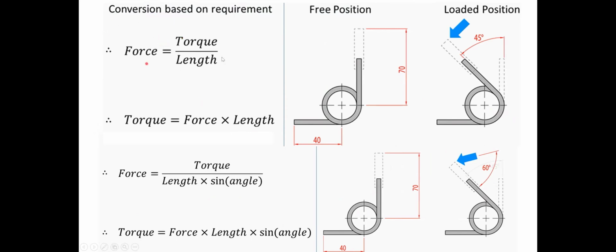So this is very basic physics. When we apply a force perpendicular to the length, the force equals torque divided by length, and torque equals force times length. If the force is applied to the length at a specific angle, the force equals torque divided by length times sine theta. Sine theta in this case is 60 degrees. Of course, the torque equals force times length times sine theta.